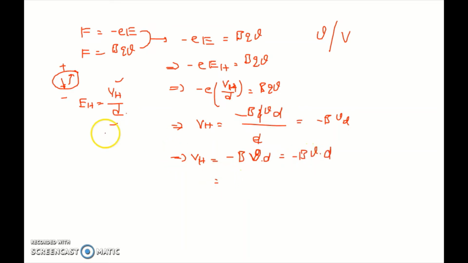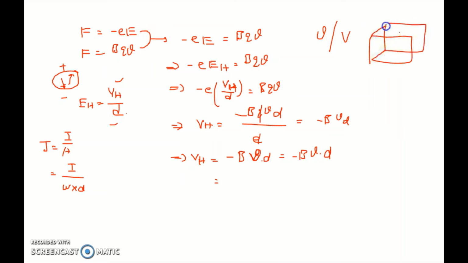Next, coming to the current density, which is a different concept. Current density is nothing but the amount of current per unit area, that can be taken as J is equal to I by A. And here, coming to the specimen, the area can be taken as width into thickness, that is W into D. If I take a specimen like this, then from here to here it is the width, and from here to here it is the thickness or distance, whatever you say.